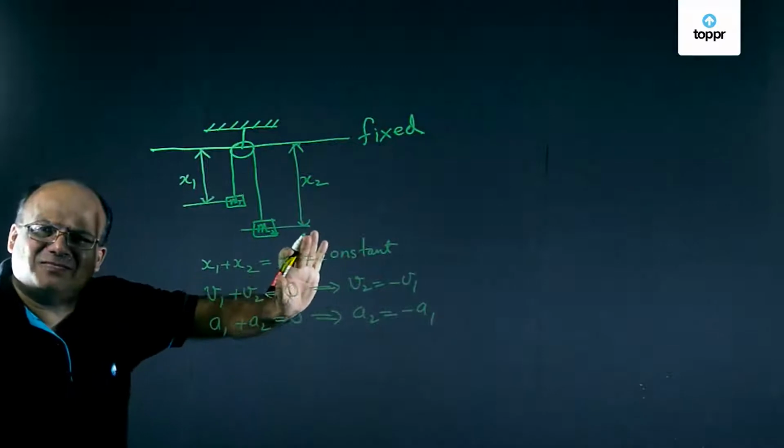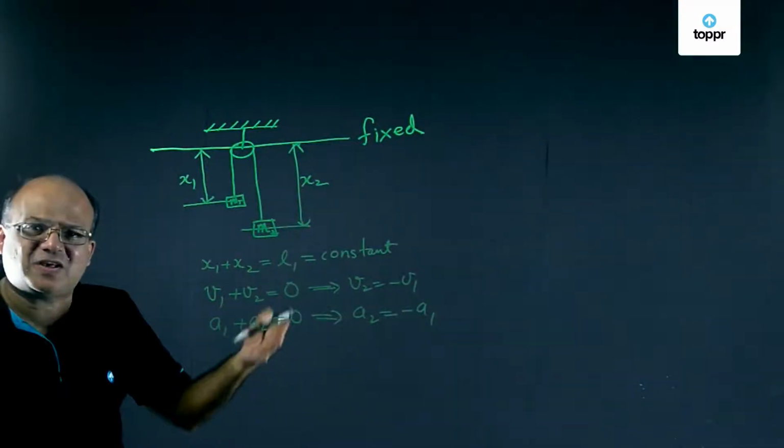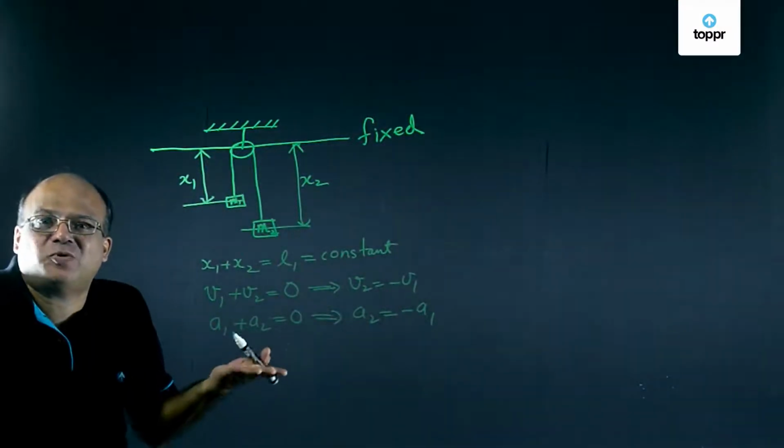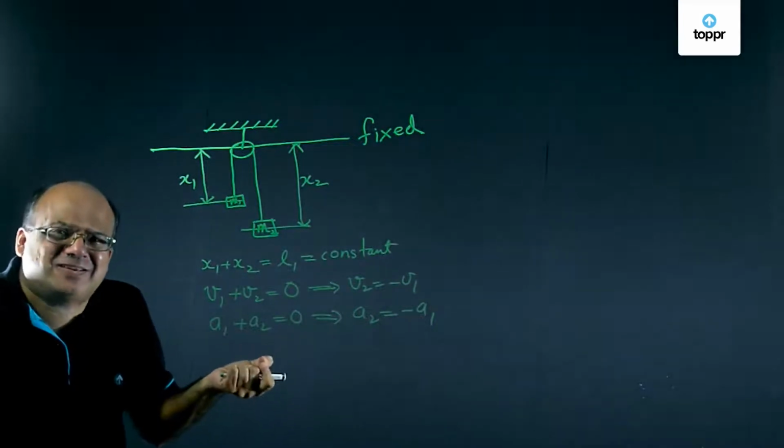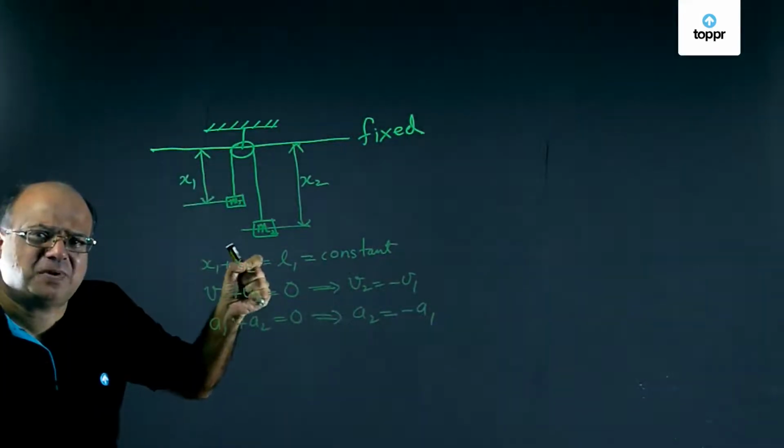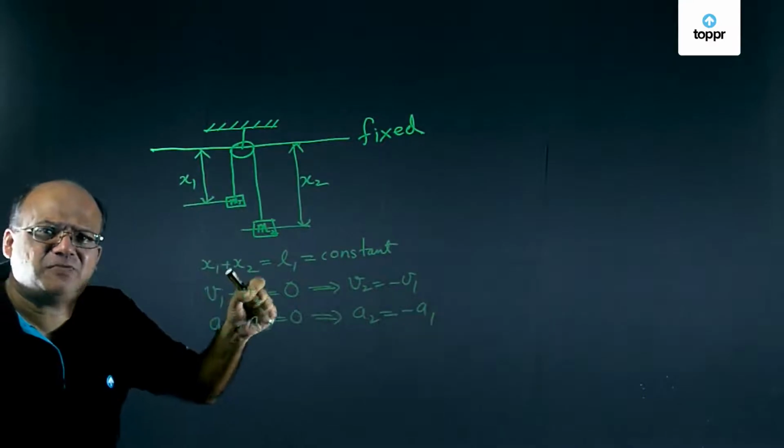So this is done. We know the relationship between the two velocities. We know the relationship between the two accelerations. They're as simple as that. Just go step by step. In physics, everything is simple if you go step by step.